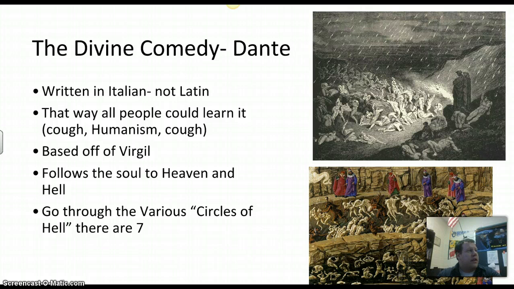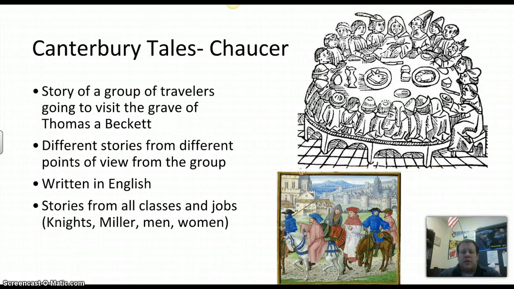But this is written in Italian so everyone can read it. Canterbury Tales by Chaucer is the same way. The story follows 29 different travelers and 29 different stories as they go from London and all over England to the grave of Thomas à Becket. He was a member of the church, a bishop of the church who was murdered accidentally in a way. His murder was accidentally ordered, and they're going to visit his grave.